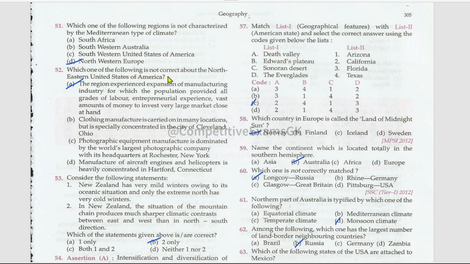Which one of the following is not correct about the Northeastern USA? This is the one. Other than that, clothing manufacture is carried on in many locations but is specially concentrated in the city of Cleveland, Ohio. True. Photographic equipment manufacture is dominated by the world's largest photographic company with its headquarters at Rochester, New York. Right. Manufacture of aircraft engines and helicopters is heavily concentrated in Hartford, Connecticut. All of these three are right, but this is not correct about the Northeastern USA.